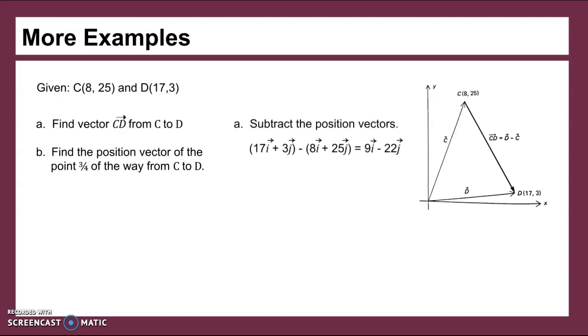So I've got the 17i plus 3j that goes with point D, and then I subtract the 8i plus 25j that goes with point C. And I get 9i minus 22j.